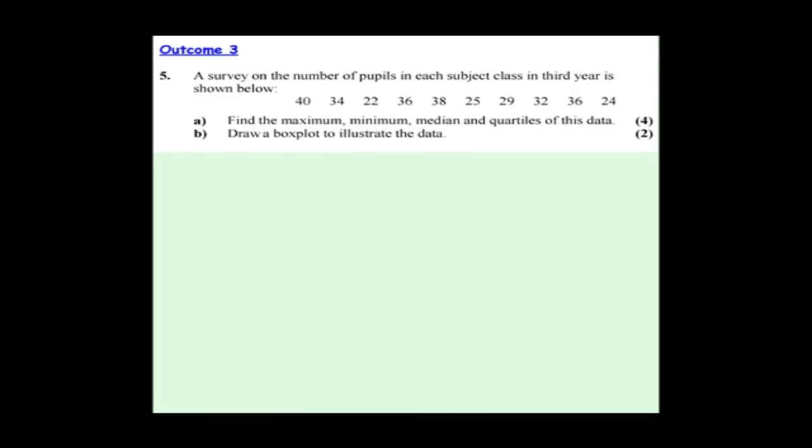A survey in the number of pupils in each subject class in third year is shown below. We are asked to find the maximum, the minimum, the median and the quartiles for the data, and we're then asked to draw a box plot. First of all, we put the data in order from the lowest to the highest. So we can see that the minimum value is 22, maximum value is 40.